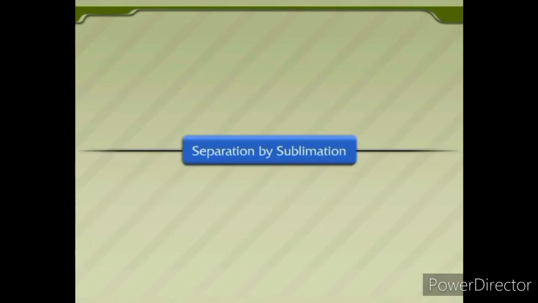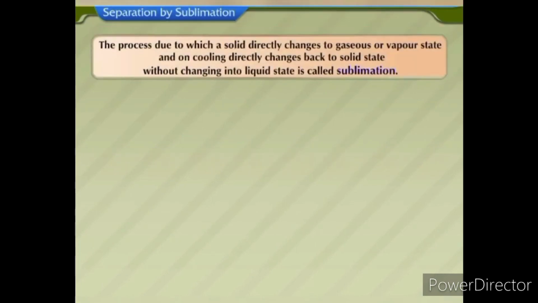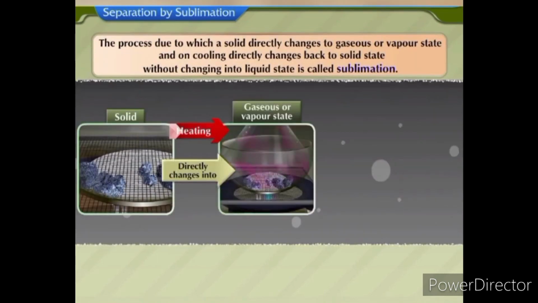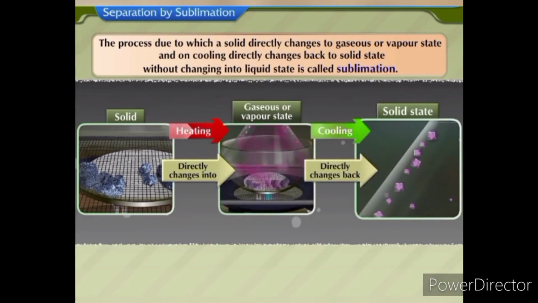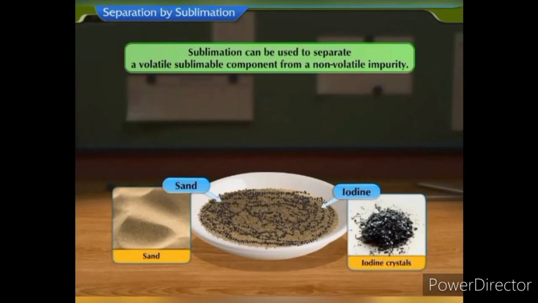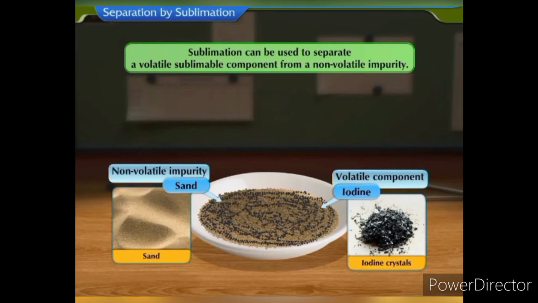Separation by sublimation. We know that the process due to which a solid directly changes to gaseous or vapor state and on cooling directly changes back to solid state without changing into liquid state is called sublimation. So, this method can be used to separate mixtures that contain a volatile sublimable component from a non-volatile impurity. Let us understand this with the help of an activity.